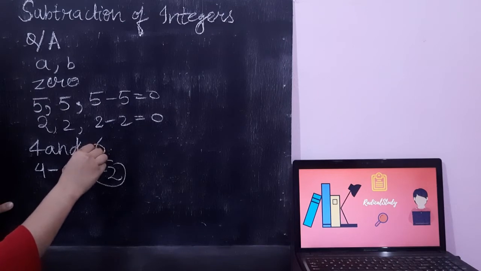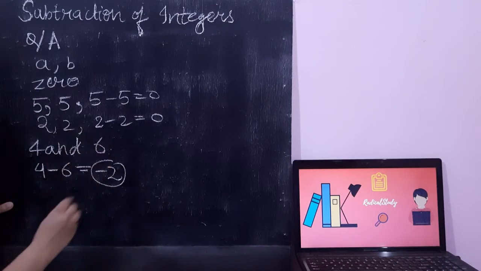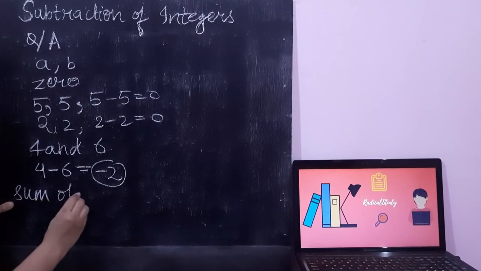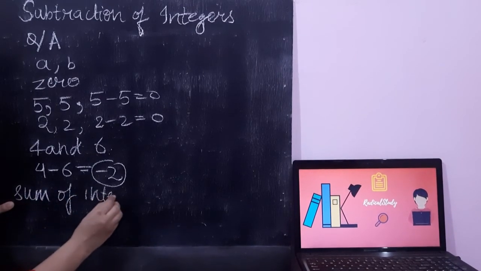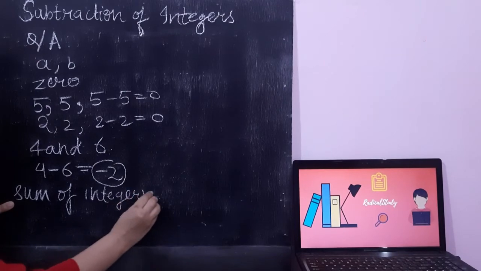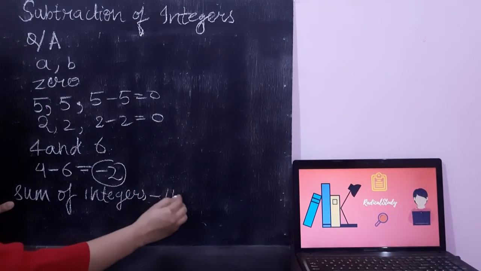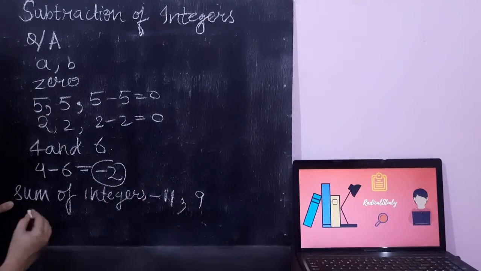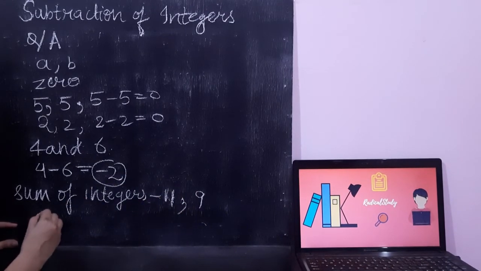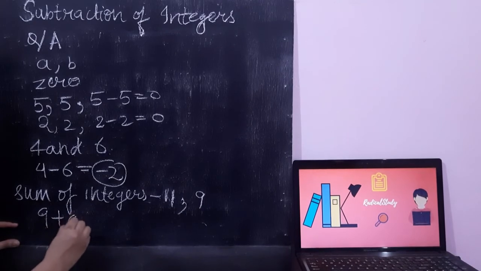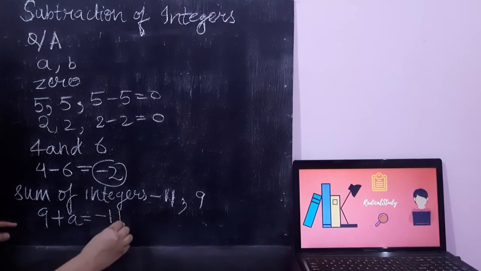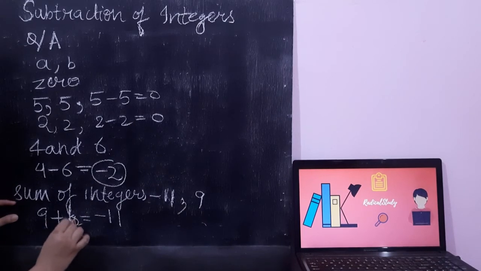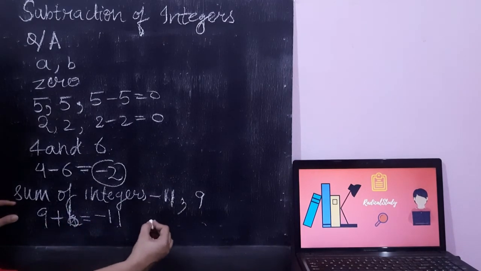One more example I want to take is, the sum of two integers is minus 11. Two integers whose sum is minus 11, and one of the integers is 9. You have to find out the other. That means 9 plus a is minus 11. So what is a? You can write b also, it's up to you. If I write 9 plus b is minus 11, what is the value of b?